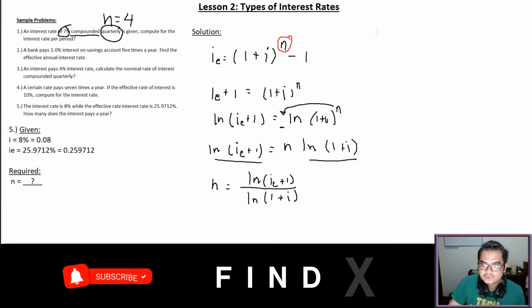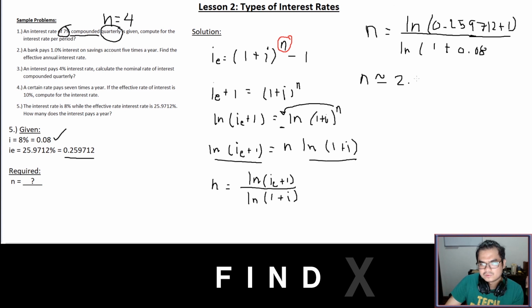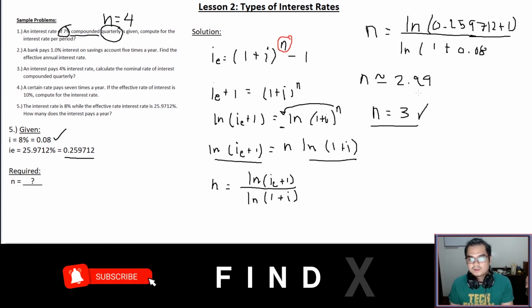And then substituting the values, n now will be equal to ln of ie, which is 0.25971, plus 1, all over ln of 1 plus our i, which is 0.08. And you will just get approximately 2.99. Okay, if you round that up, therefore your n is equal to 3. So the effective interest rate pays thrice a year.